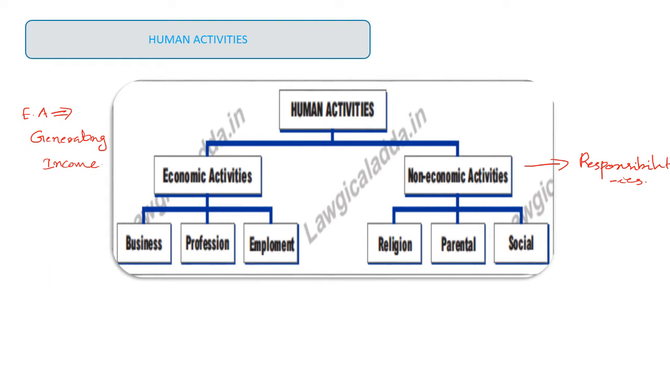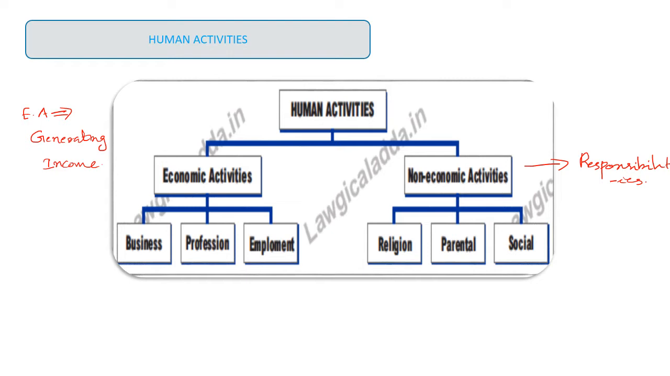So first point is human activity. We humans are engaged in many activities starting from dawn to dusk, that is from brushing your teeth till you take dinner. You engage in many activities, and some of these activities give you economic benefit and some do not. So we can divide these activities into two categories, that is economic activities and non-economic activities.